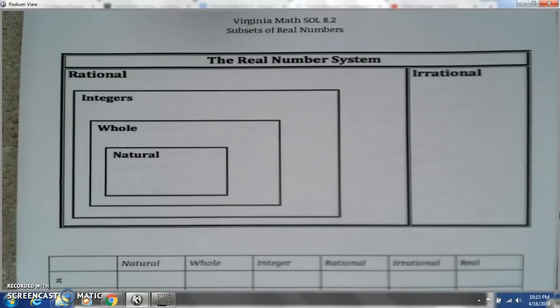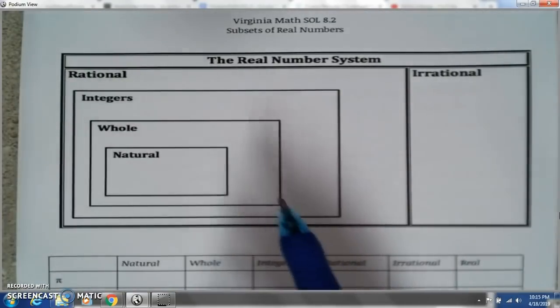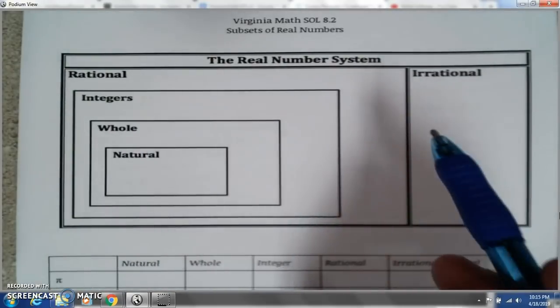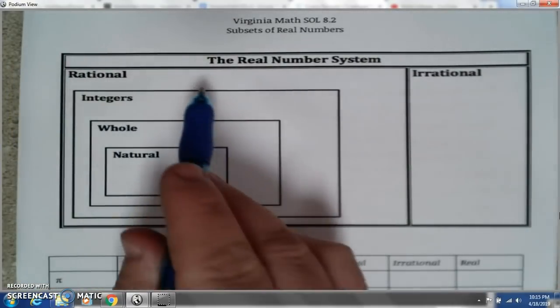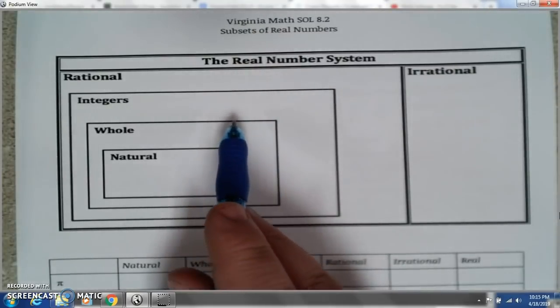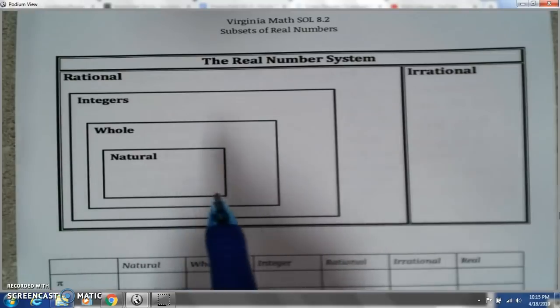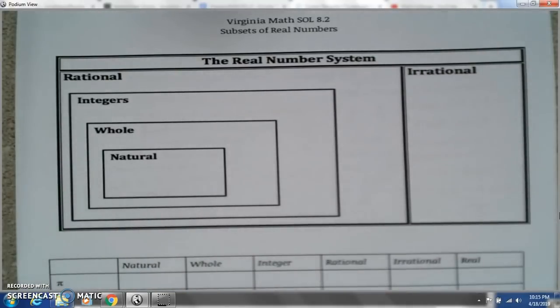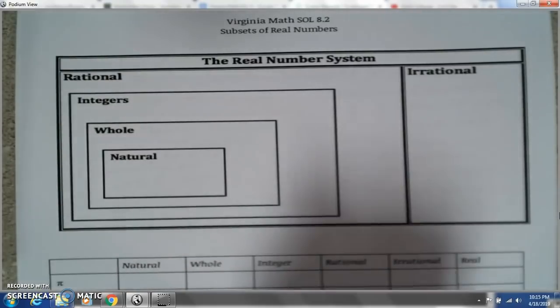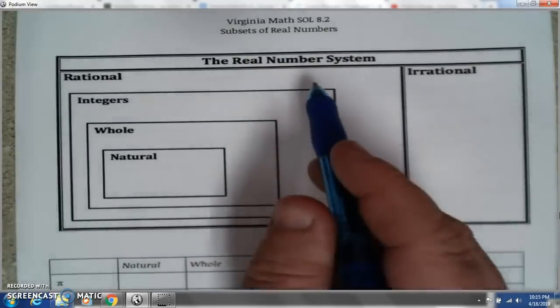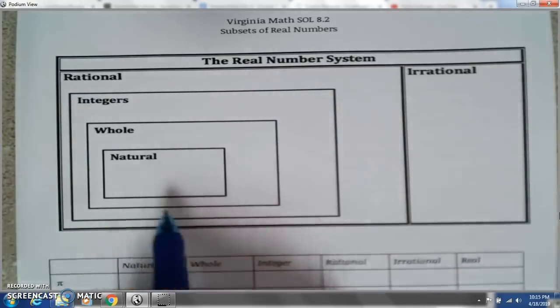For example, North America is a continent, but you also have the United States, and within the United States you have Virginia, and within Virginia you have Page County, and then within Page County you have Stanley. So you can get very specific with geography. You could get specific with music. You have country music, you have female artists, you have Dolly Parton. So likewise, numbers can also be very specific.